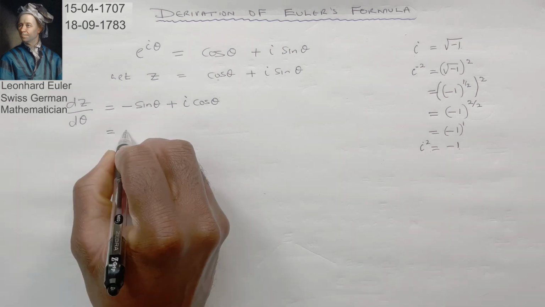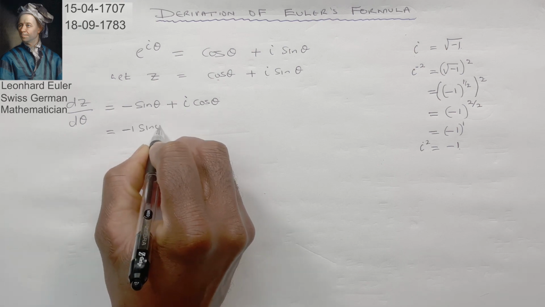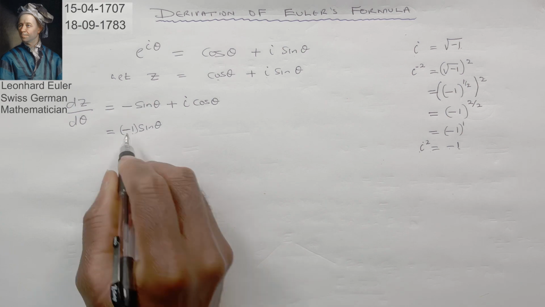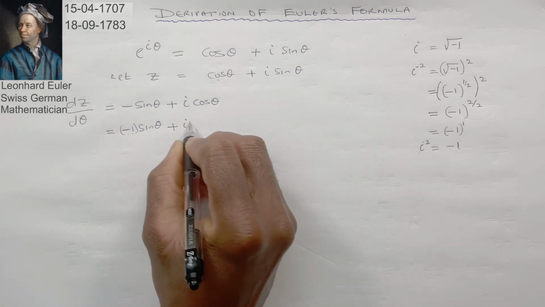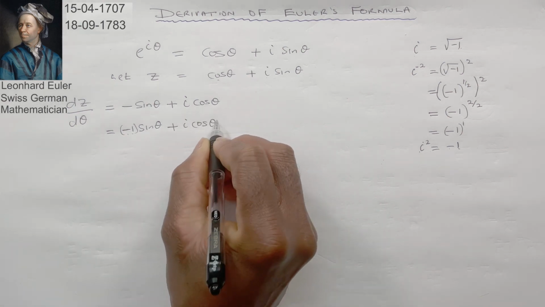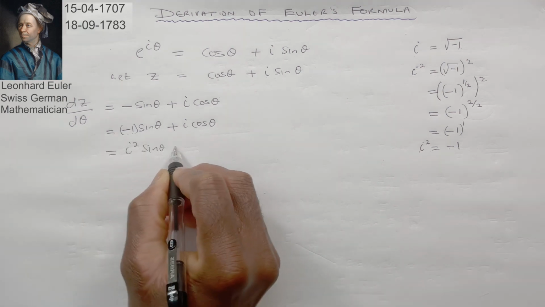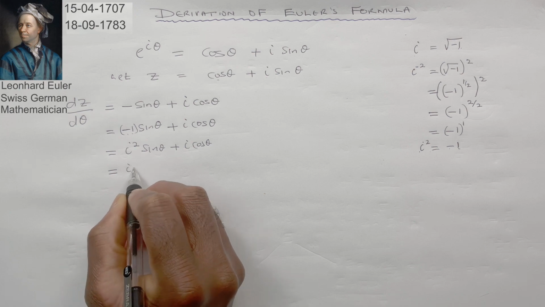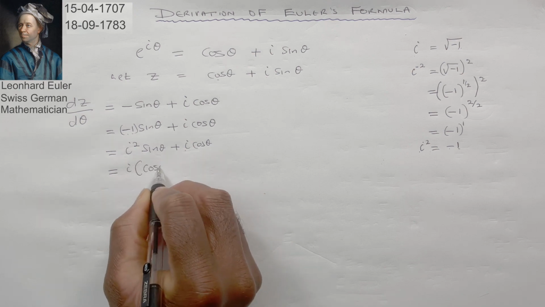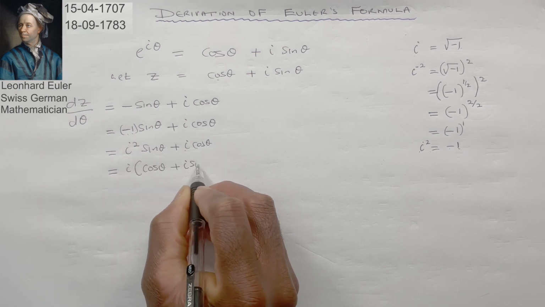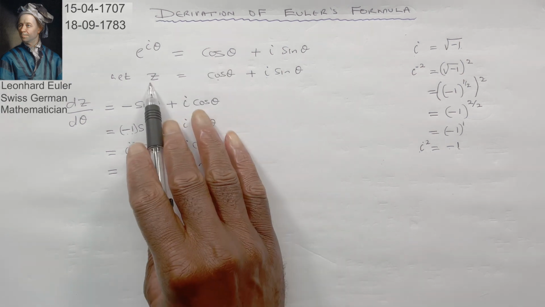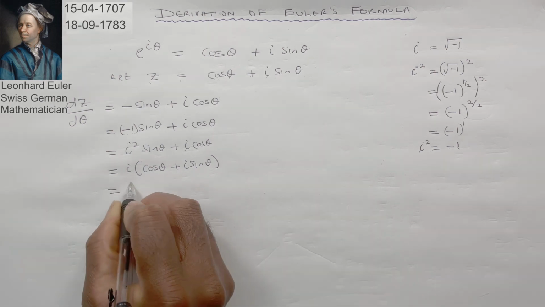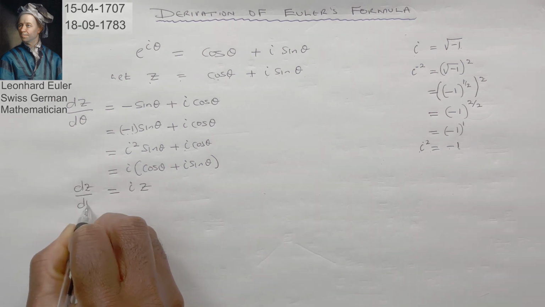I can see this is minus 1 sine theta. I can replace minus 1 with i squared here: i squared sine theta plus i cos theta. Let's write it properly. i taken out, so that will be cos theta plus i sine theta. We can see that z is cos theta plus i sine theta. That will be i z, so dz over d theta equals i z.